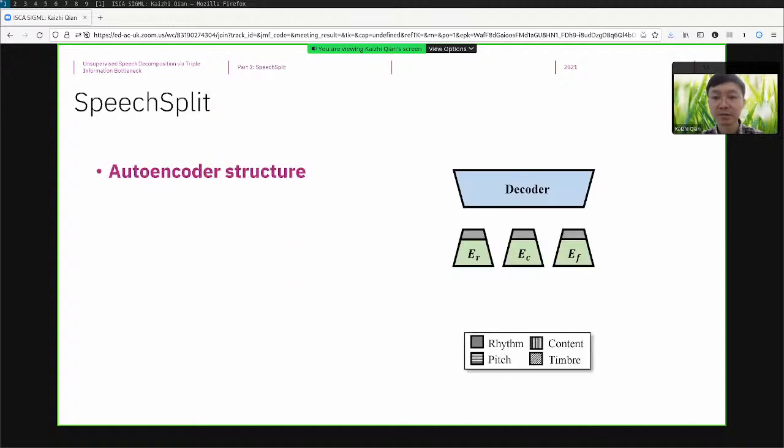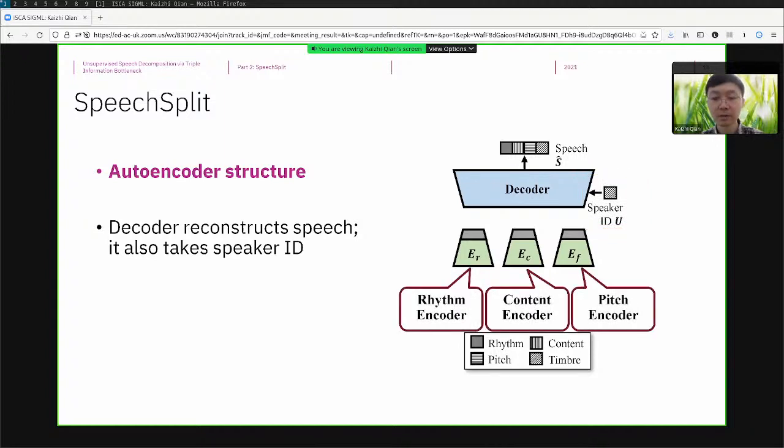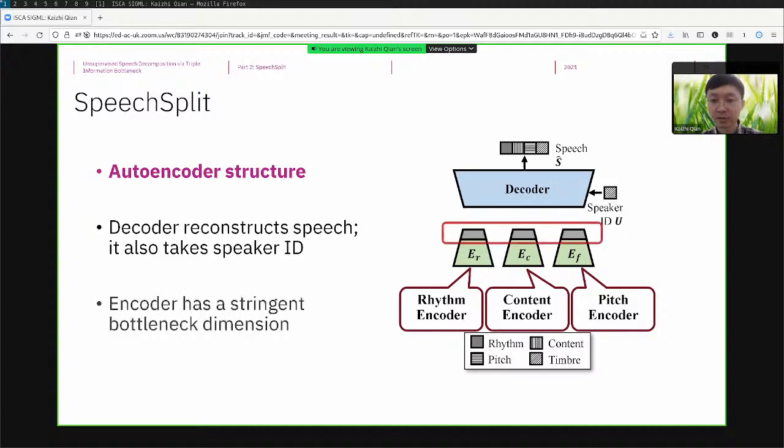SpeechSplit consists of 3 encoders and 1 decoder. The goal of the decoder is to reconstruct speech based on the outputs of the encoders, as well as the speaker identity label. The 3 encoders are called the rhythm encoder, the content encoder, and the pitch encoder. Notice that there is a grey tip on each encoder. This is to emphasize that we impose a stringent bottleneck at the output of each encoder so that none of them can pass too much information. As we will show, these bottlenecks are the key to the success of SpeechSplit.